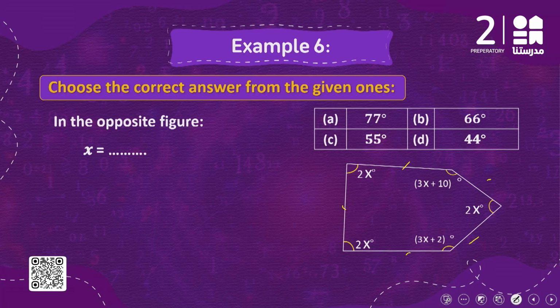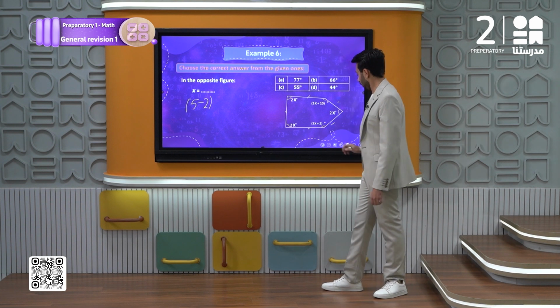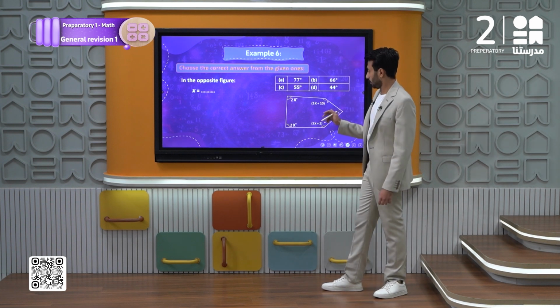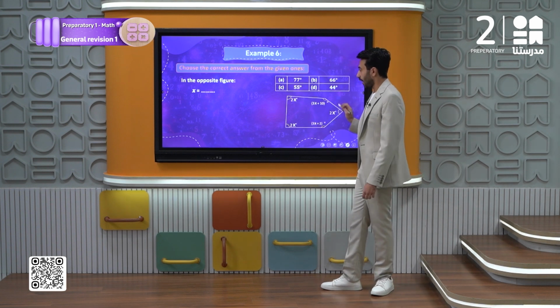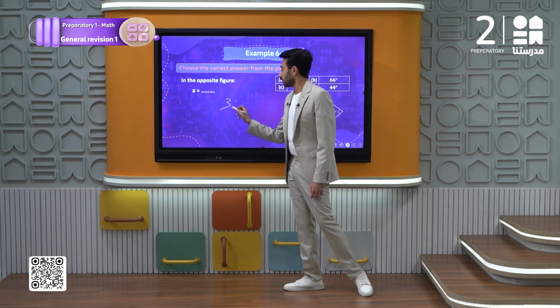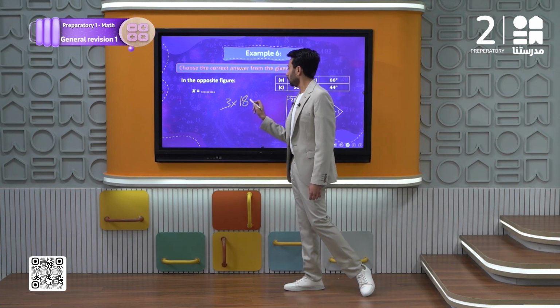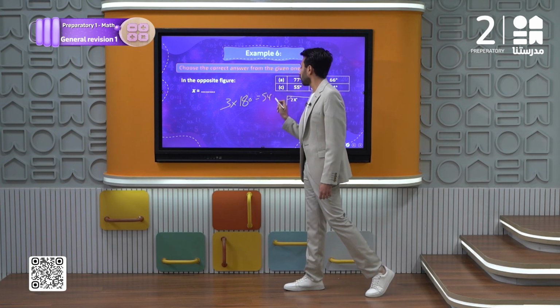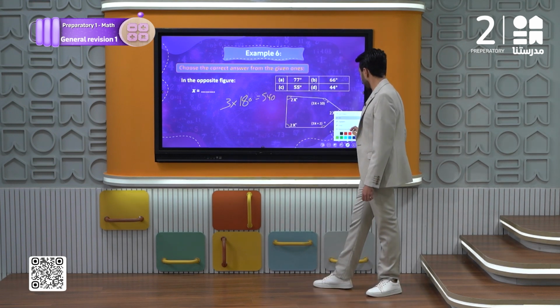Can you remember the rule? Just take 5 minus 2 inside brackets, which is 3. You have 3, like you have 3 triangles here. As we said before, if you have 5 sides, that means you have 3 triangles inside. Multiply it by 180, which is 540. This is the sum of all angles inside this shape.